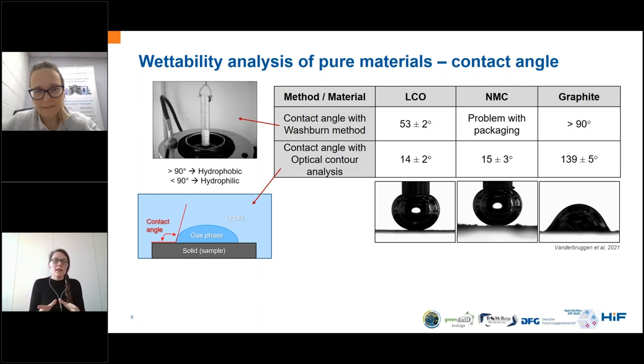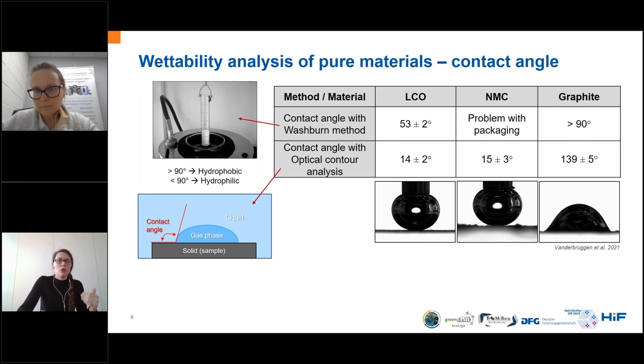These are the results with the optical contour analysis. As I said, we have the particles on the bottom, we place a gas bubble on top, and for the LCO and the NMC, you can really see the gas bubble does not really want to interact with the particles. It really stays at the syringe. We get contact angles of 14 or 15 degrees, so really, really hydrophilic. But for the graphite, you can see already that the bubble is attached to the graphite, and we get a contact angle of around 140 degrees.